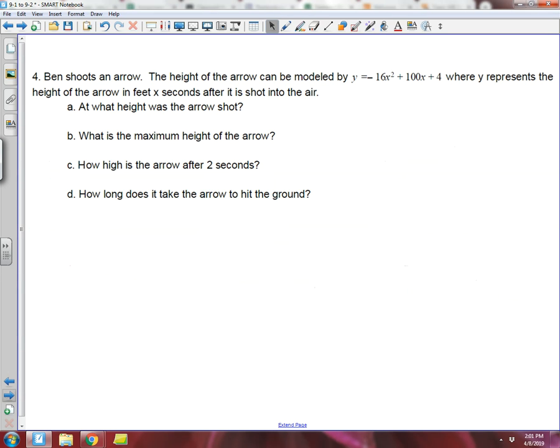Can you do me a favor, please, and take a look at this equation. Does everybody see it? Right here? What does the y stand for? What about the arrow? You guys see that y is the height? What is the x? Seconds.